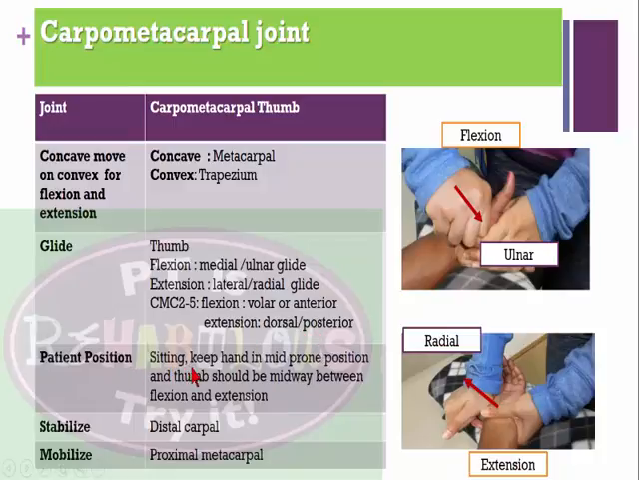Patient position should be sitting. Keep the hand in mid-prone position, where the thumb is midway between flexion and extension. Here is the mid-prone position, with the thumb between flexion and extension. We have to stabilize the distal carpal and mobilize the proximal metacarpal. Here you can notice that the proximal metacarpal is mobilized.